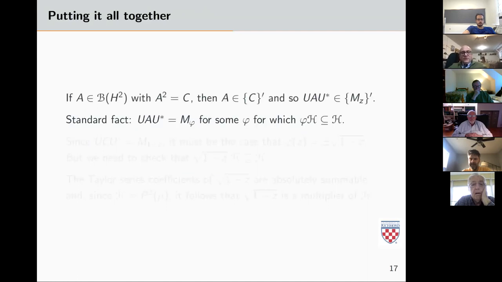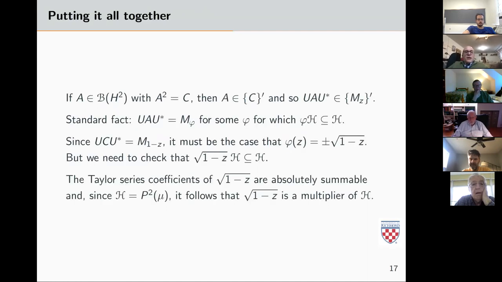So my clicker is all right. Now we have the square root of 1 minus z. Does that multiply H into itself? And it does, because the square root of 1 minus z, if you write out the power series, the Taylor coefficients are actually absolutely summable. So if you want to use fancy language here, the square root of 1 minus z is in the Wiener algebra. So now you can fashion a proof so that if you have any function in P2 of mu, the closure of the polynomials in L2, there's enough uniform convergence going on that the square root of 1 minus z times something in P2 mu will again be a function in P2 of mu.